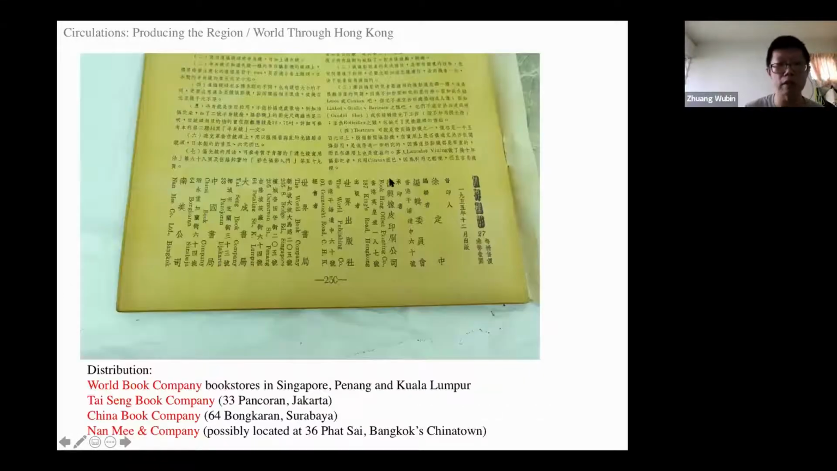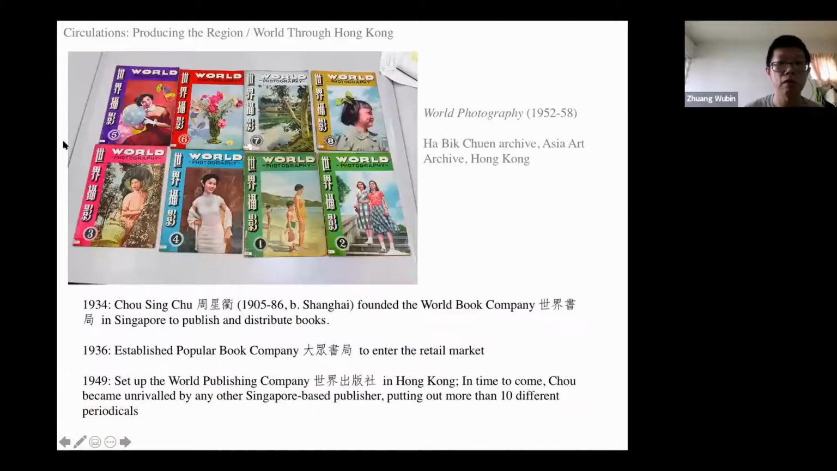Let me go back, sorry. It was published by World Publishing Company in Hong Kong. And World Publishing Company originated from the World Book Company, which was opened by Zhou Xingchu in Singapore in 1934. So under his book publishing businesses, he had the World Book Company and then the Popular Book Company. These were bookstores that were opened by him. And in 1949, he opened the World Publishing Company, and that was the publisher in Hong Kong responsible for publishing World Photography.